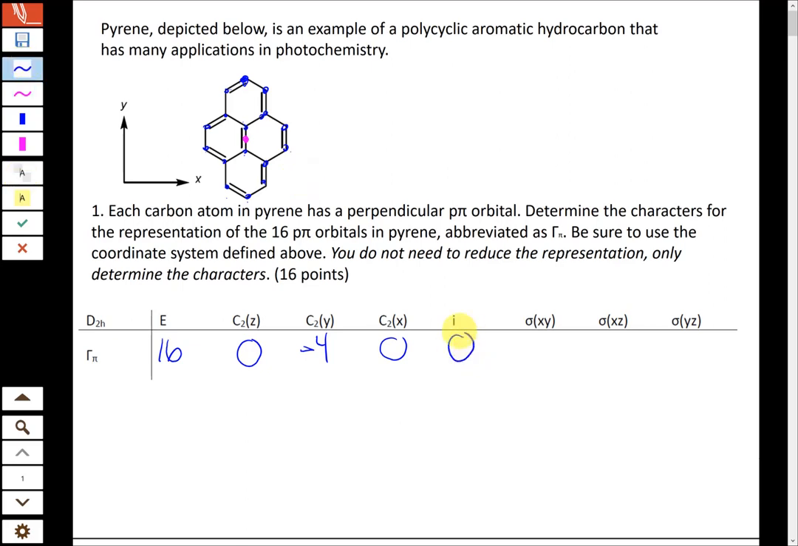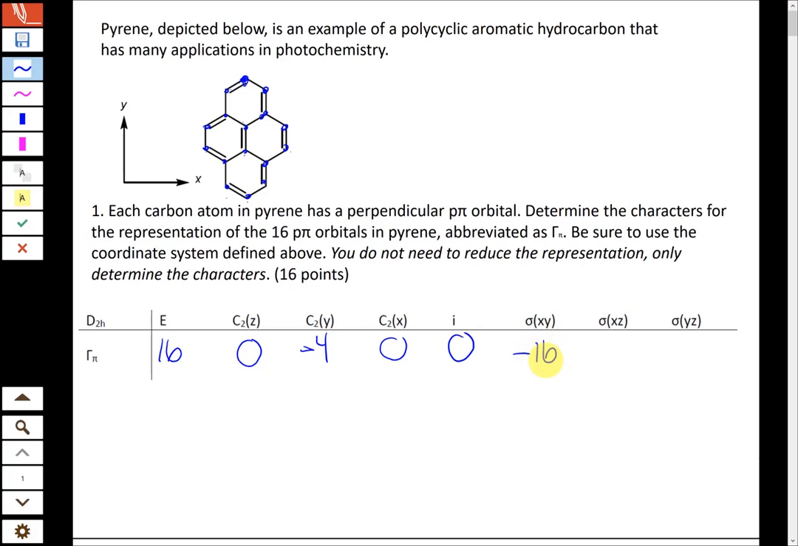And then for the reflection planes, XY is going to be the plane of the molecule. It's a flat planar molecule, and we define the XY plane as that plane. So all 16 orbitals are perpendicular to that plane. When we reflect about that, all 16 of them switch their signs. So again, the positive phase, if you define that as facing up out of the page, when you reflect about the XY plane, that same phase would now be pointing downwards out of the page. So you're flipping the sign of all 16 orbitals.